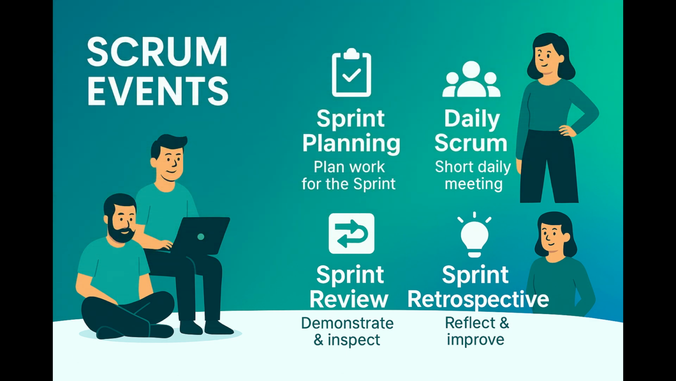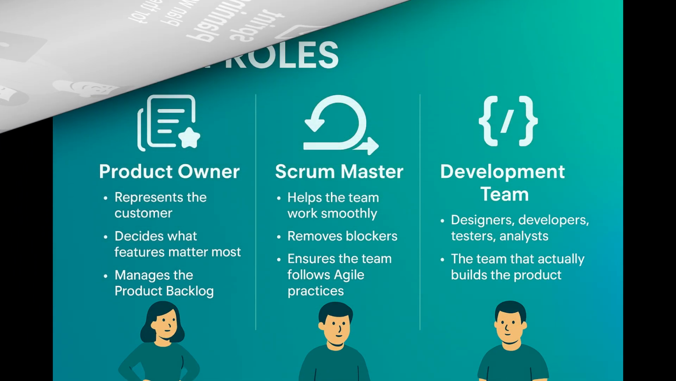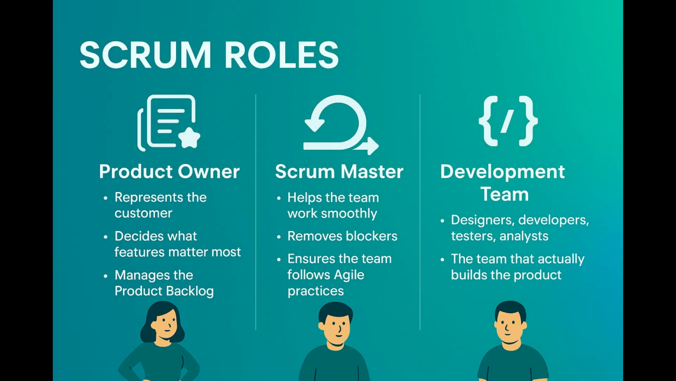One of the most common ways teams use Agile is through a framework called Scrum. Scrum is a simple, lightweight system that divides work into small cycles and organizes teams into clear roles. In Scrum, there are three main roles. First, the product owner represents the customer, decides what features matter most, and manages the product backlog. Second, the Scrum Master helps the team work smoothly, removes blockers, and ensures the team follows Agile practices. Third, the development team: designers, developers, testers, analysts, the team that actually builds the product.